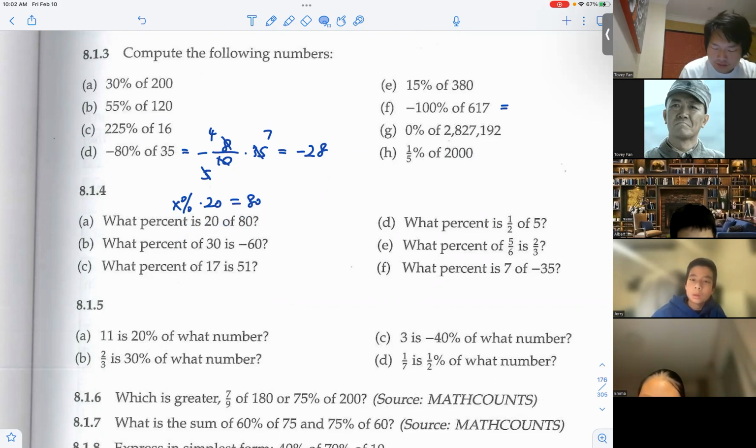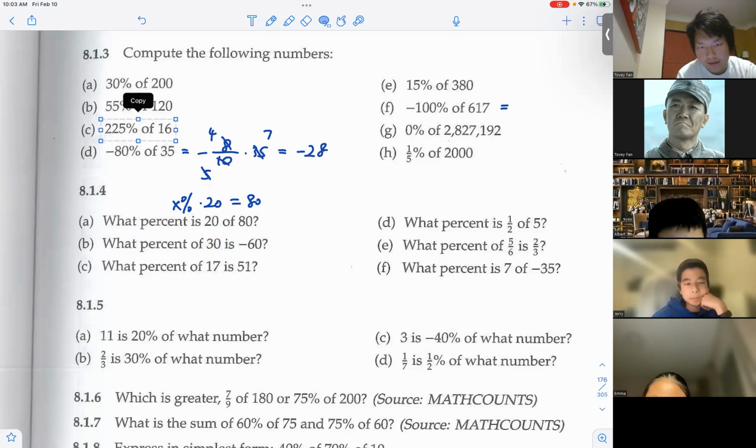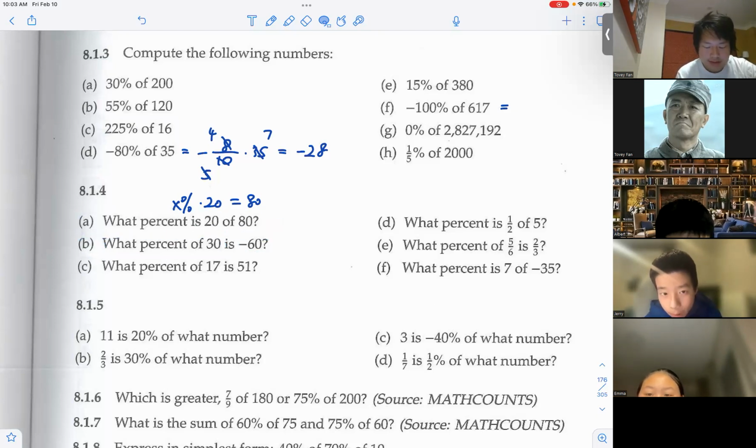I'm not sure if the wording here is confusing to Jerry, because you speak English pretty well, right? Is it a number of a number, or of a number is a number? If you see what percent of a number, that means you're gonna multiply them. So here for B, you need to multiply x percent with 30 to get negative 60. But for A, it's asking what percent is 20 of 80. In other words, you can switch the order: 20 is what percent of 80. Albert, I'm not sure if you have a problem here. If you have, let me know.